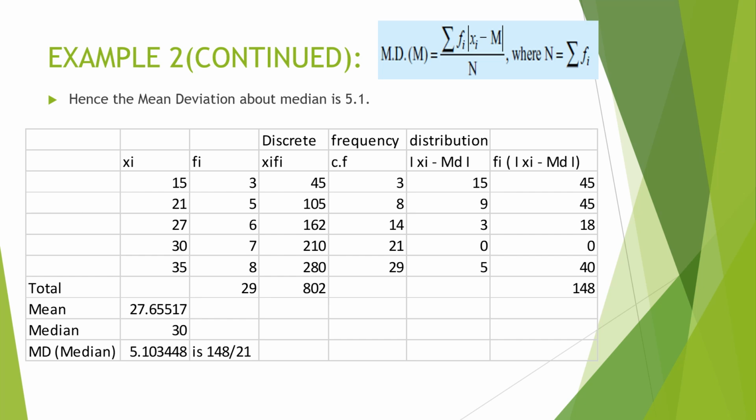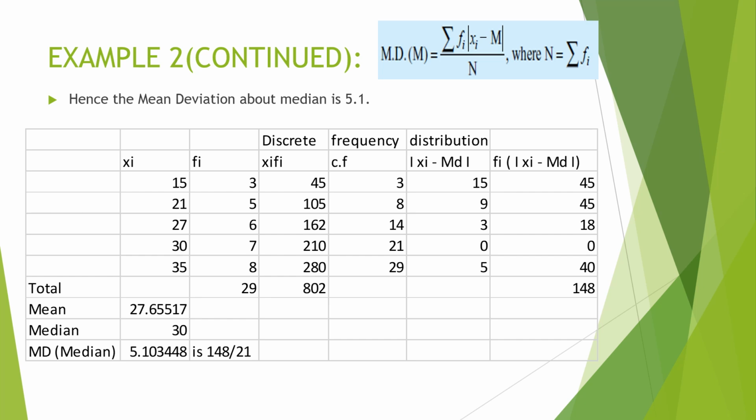Now for the mean deviation about the median, the formula I have given is sigma fi into mod of xi minus median, upon n. So first make a column for xi minus median. Xi 15, median 30, so 15 minus 30 and take the mod value, remember, absolute value. So that is 15. 21 minus 30, absolute value is 9. And so on. Multiply all these values by the corresponding fi. So for the first one it is 3 into 15, 45, then 5 into 9, 45, 6 into 3, 18, and so on. The total of fi into mod of xi minus median is 148.